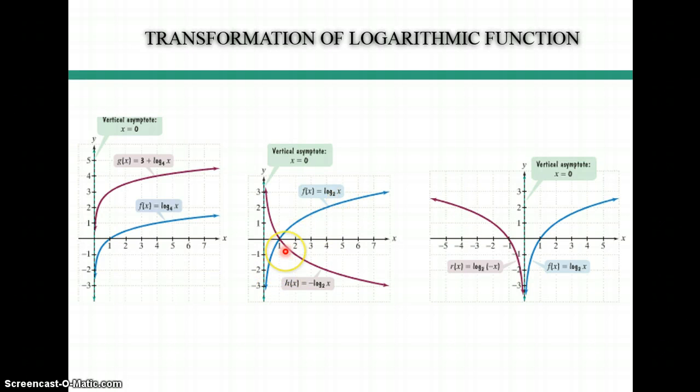Here, this is the graph for log base 2 of x, and this is the graph minus of log base 2 of x. They are reflected about x-axis. Here they are reflected about y-axis.